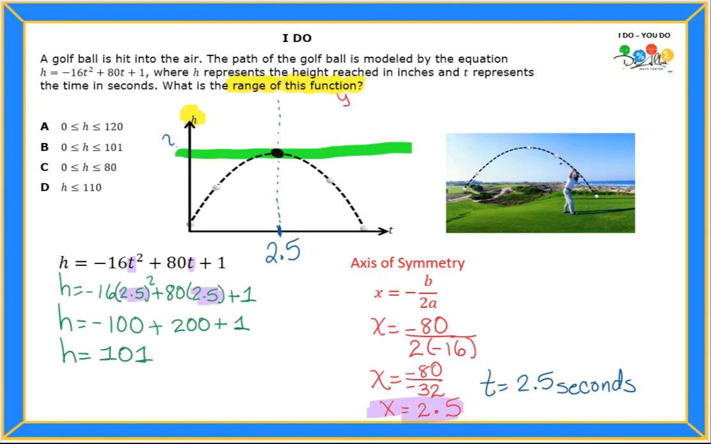So what's the point that is here on the highest one? 101. And it's touching it, right? So it will be included. Okay, so the range goes from 0 to 101. So I'm looking for all the values that are greater than or equal to 0, but also less than or equal to 101. So the answer for this is going to be letter B for us.